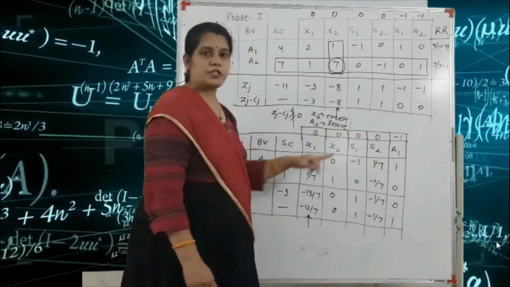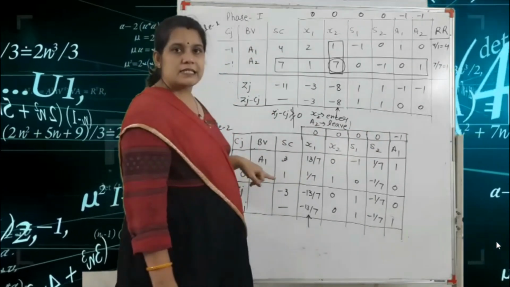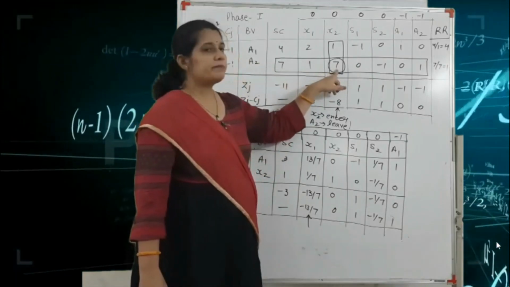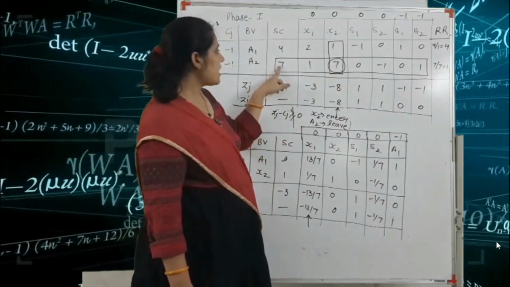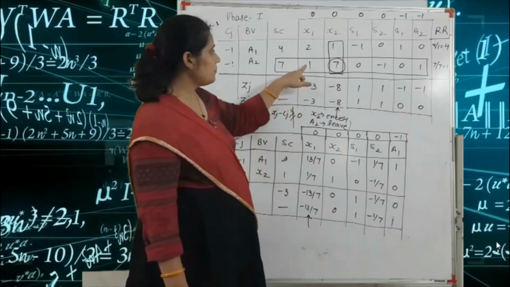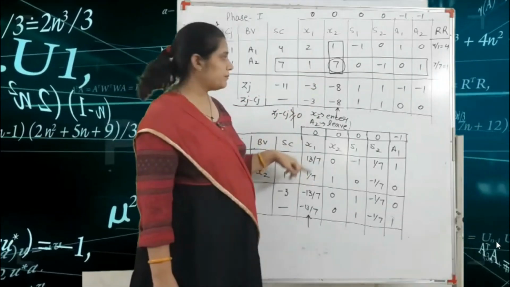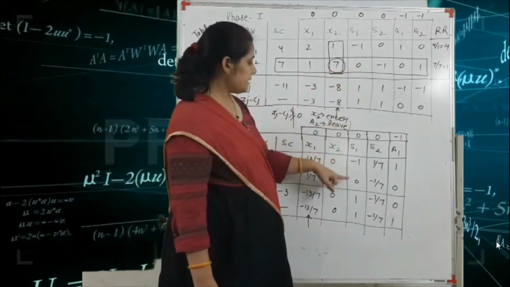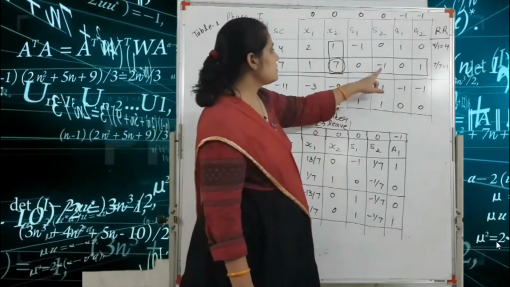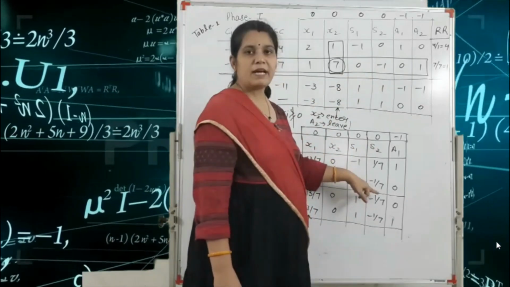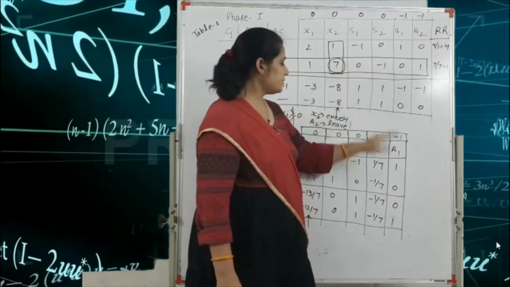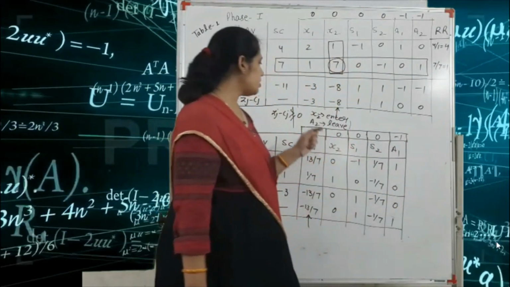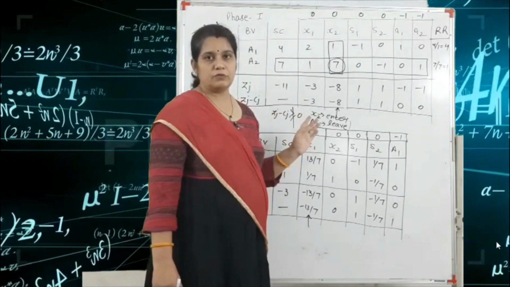So A1 coefficient is -1 and x2 is 0. Okay. So here first this key row divided by this key number. So 7 divided by 7 that means 1. 1 divided by 7 that means 1 by 7. 7 divided by 7 that means 1. 0 divided by 7 that means 0. Minus 1 divided by 7 that means minus 1 by 7. And 0 divided by 7 that means 0. Here we ignore this A2 column because the A2 variable is a leaving artificial variable.